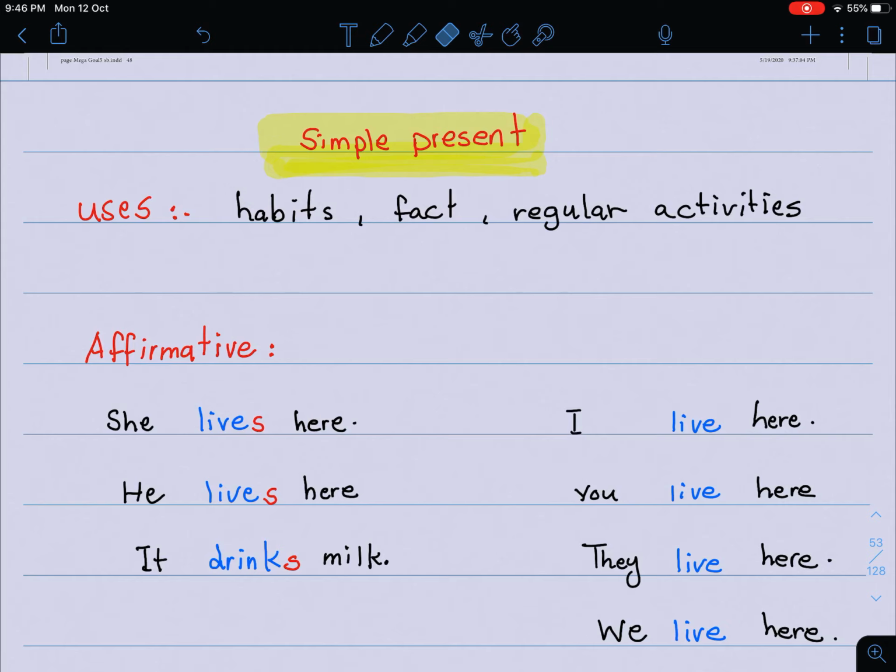Let's take a look at the affirmative statement. As you can see, she lives here, he lives here, it drinks milk.